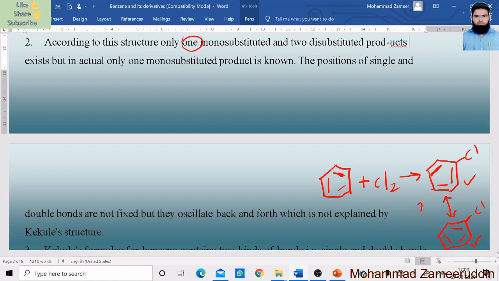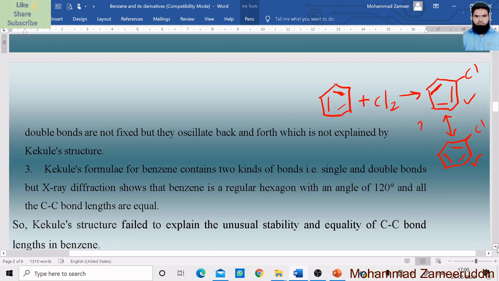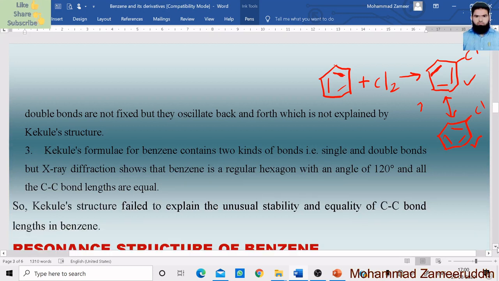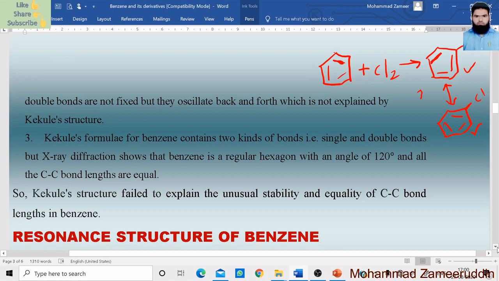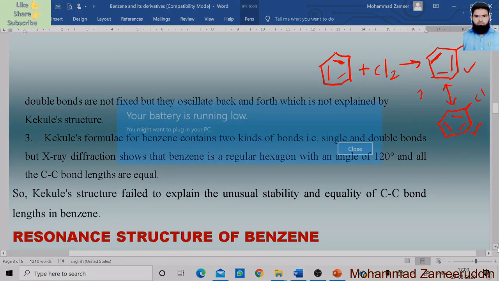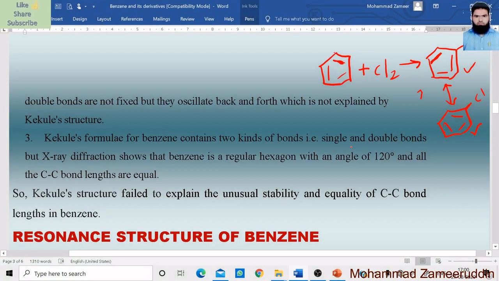and that is not explained by Kekule's structure. And the third objection is that Kekule's formula for benzene contains two kinds of bonds, that is, one type is a single bond and the second type is a double bond, right? Kekule का जो फार्मूला है उसमें ये एक्सप्लेन किया हुआ है कि there are two types of bond, one is single bond and second is the double bond.